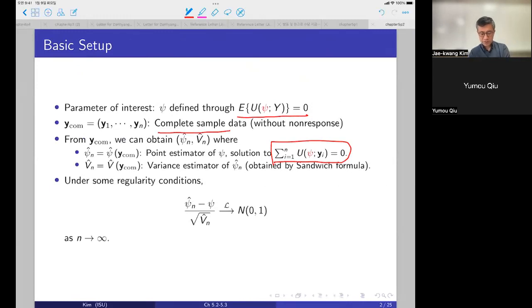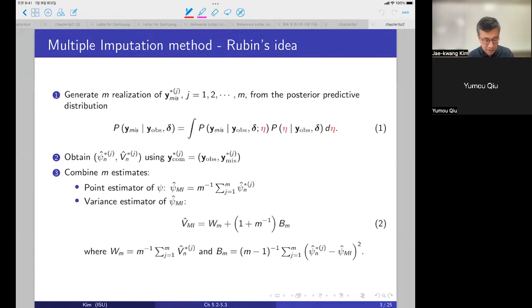And then we actually also know how to estimate the variance of the psi hat n. So subscript n emphasizes that we use the n, no missing sample. And so then under some regularity conditions, we'll have asymptotic normality. So that's just the general theory, based on, so this is basically a central limit theorem. Now, unfortunately, we have missing data, and that missing data complicate the problem.